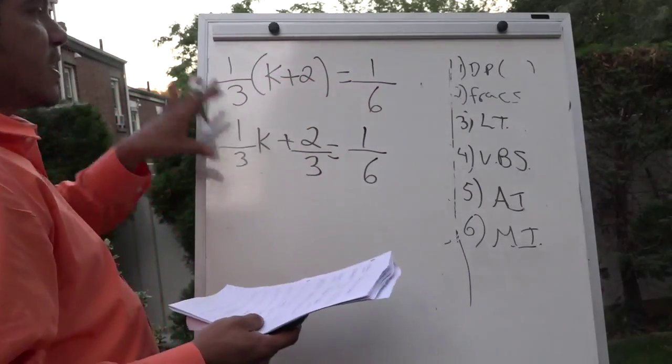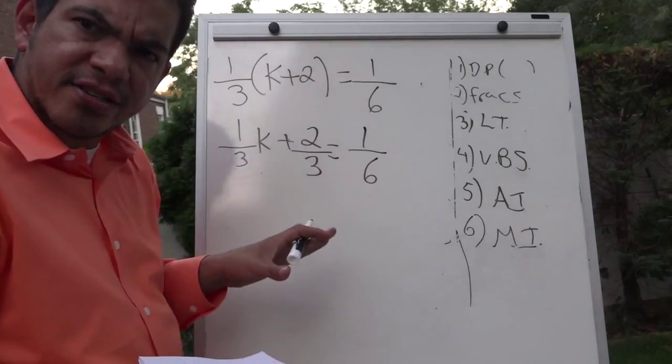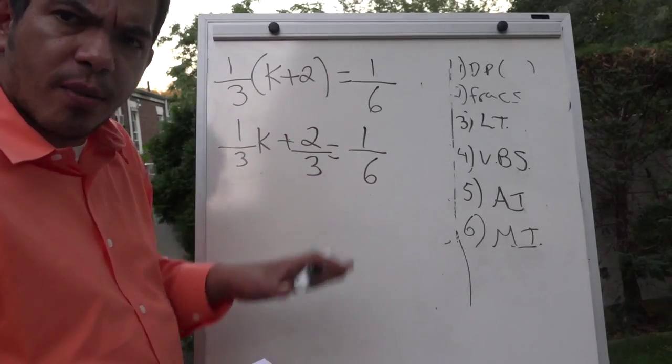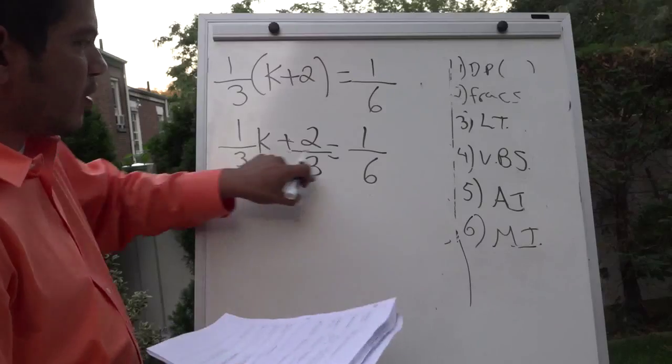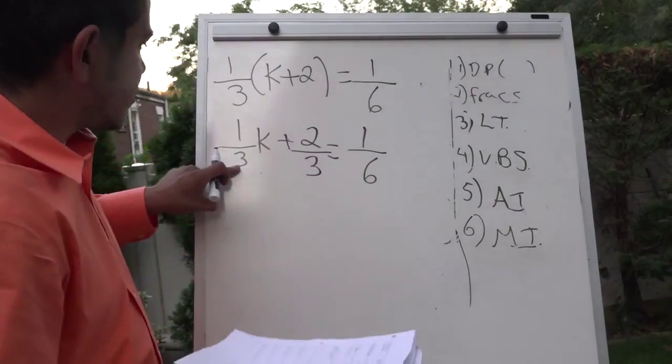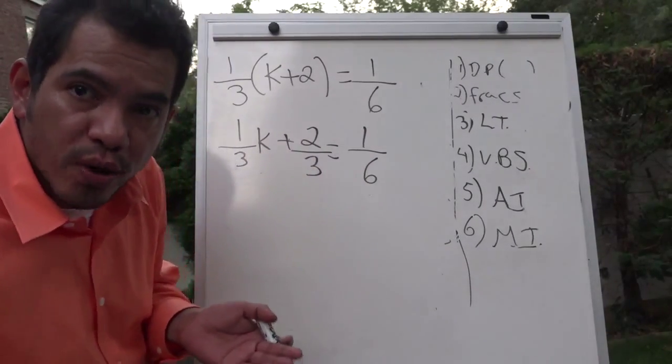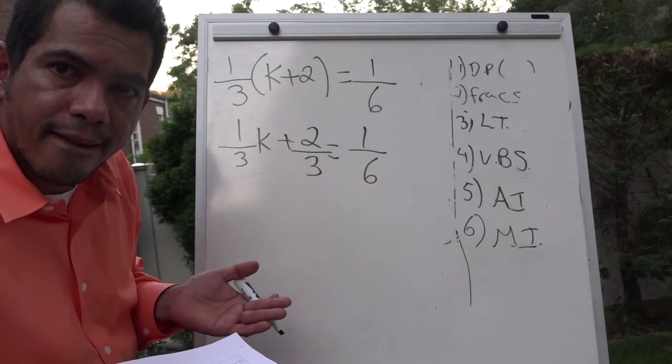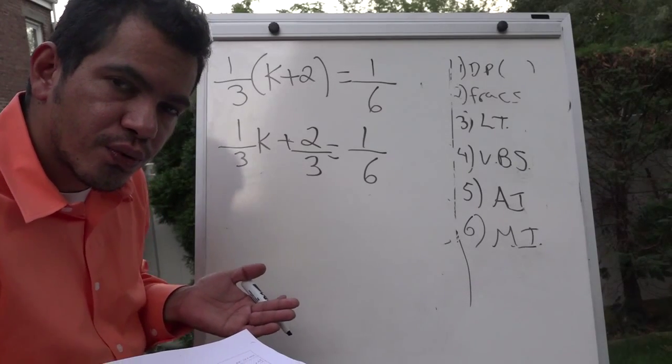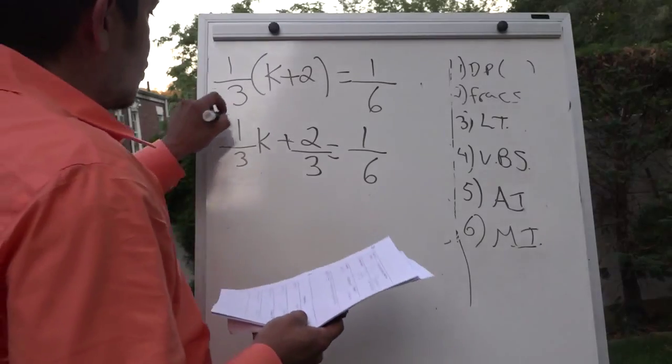Do I have fractions? Yes, I have fractions. So what am I gonna do? Find the lowest common denominator. 3, 3, and 6. Does 3 go into 6? Yes. Does 3 go into 6? Yes. So do you know what the LCD is? Do you? Right, it's 6.